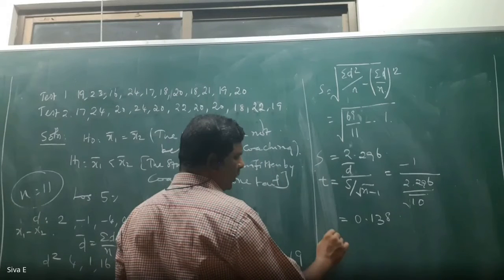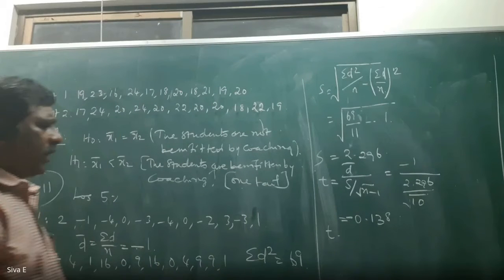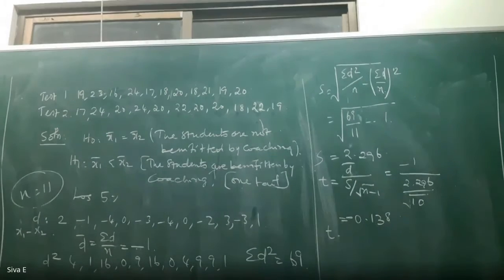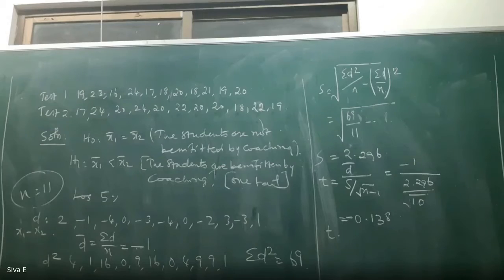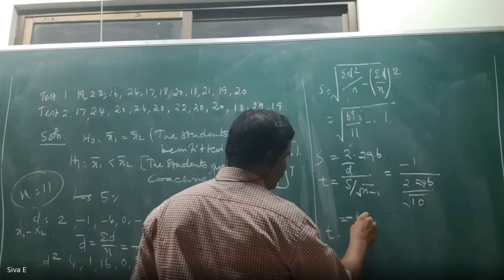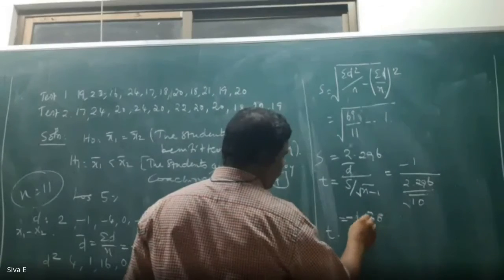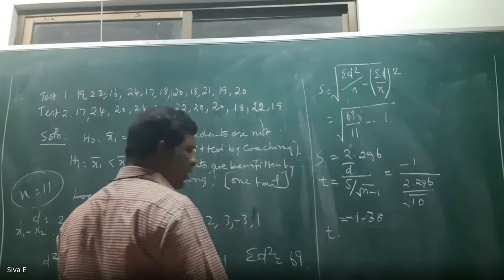But sir, it's negative. So we can take only that value; we will not consider the sign. Okay. It's minus 0.138. No. So it's minus 1.38, sir. 1.38. Yes, sir. 1.38. Then what is the table value of T?